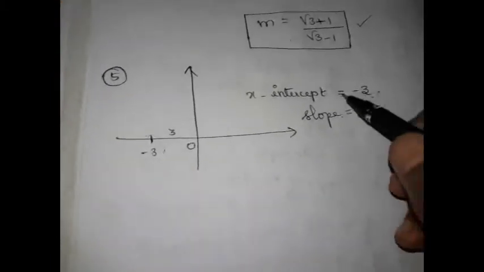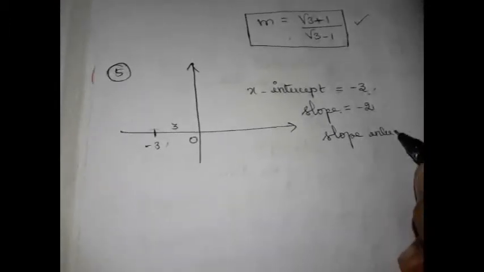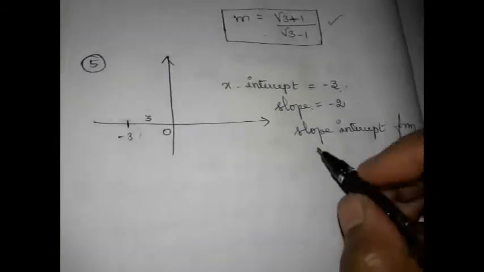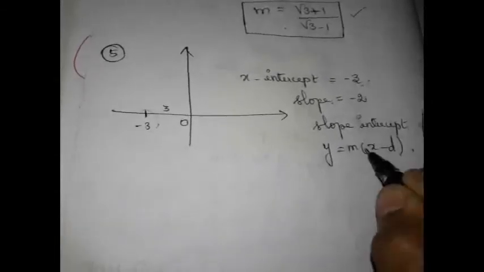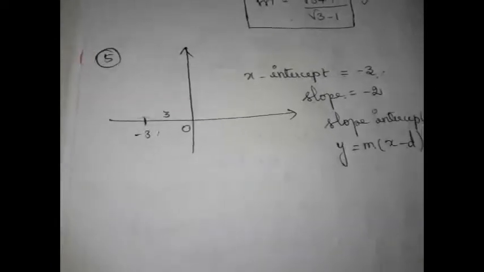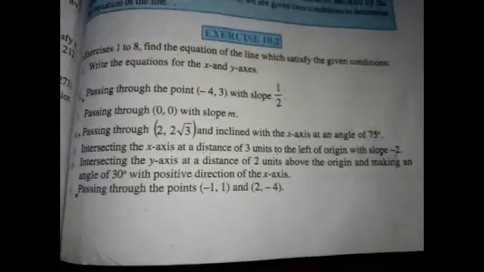So when you know slope and x-intercept, you should go with slope intercept form. What is it? When you know x-intercept, y is equal to m into x minus d. Here m is minus 2, d is minus 3. Substitute and give your answer. That's it. Let us move on to our sixth question.